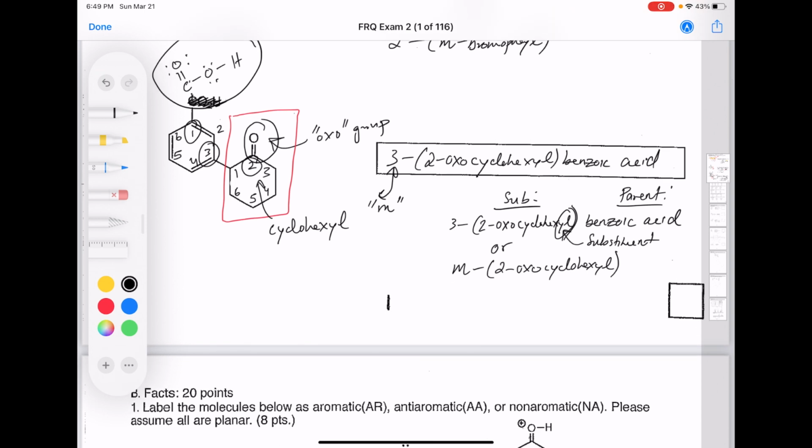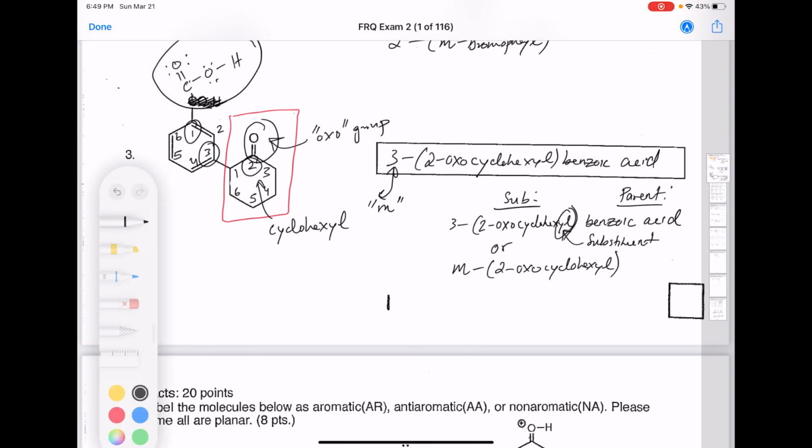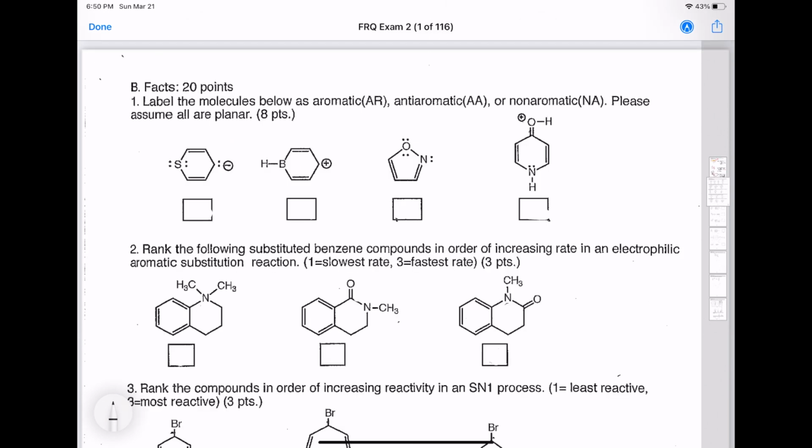So now with that, we are able to finally answer this question. Now that we have finished part A with nomenclature, we're at part B, the facts section, and we're given a set of questions where we have to rank sets of compounds based on various properties.